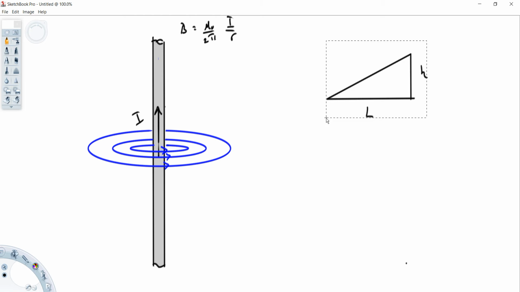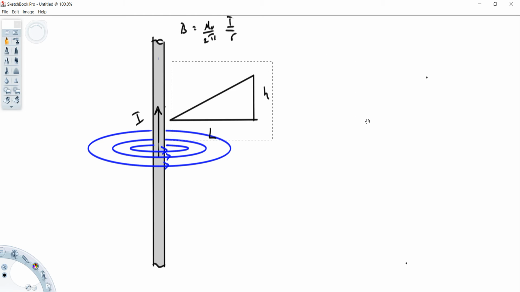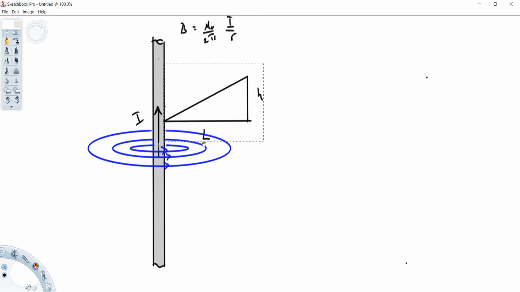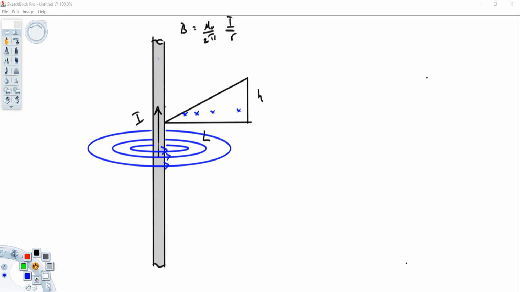What I'm going to do is take this triangle and move it over to here, and calculate, or at least set up an integral for, the magnetic flux through this triangle. It's important to realize these magnetic field lines are going through this triangle this way. The closer we are to the wire, the stronger the field. Inside here they're very close together, but as we get further apart, the field lines get sparser and sparser.